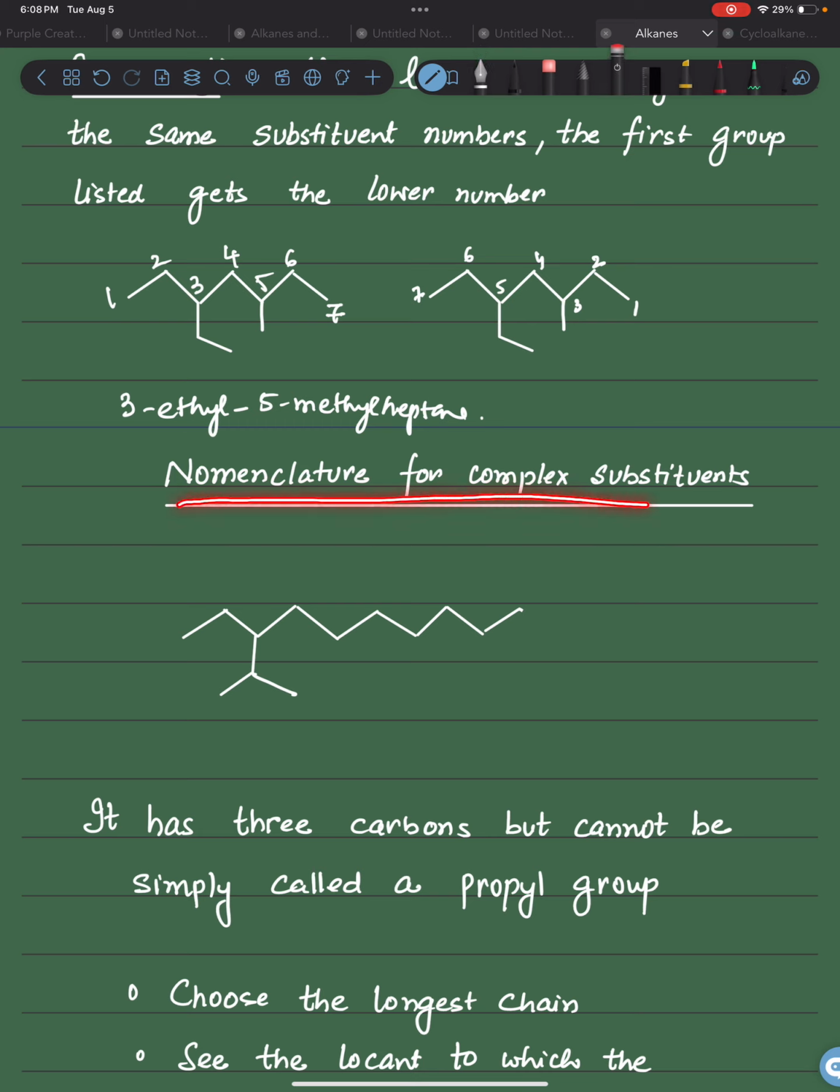Nomenclature for complex substituents. Sometimes the substituents are not as simple as ethyl or methyl. Sometimes they are complex substituents, just like this, which is an isopropyl group. So how would you name such molecules? To name them, we should treat the substituent as a mini parent. Firstly, you follow all the rules, look for the longest chain, and then you treat the complex substituent as a mini parent and start numbering in it.